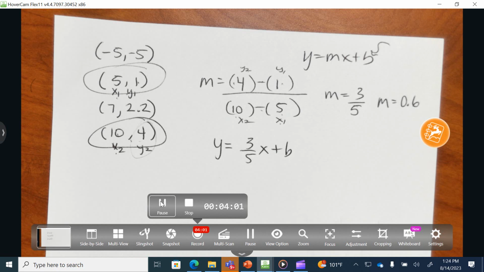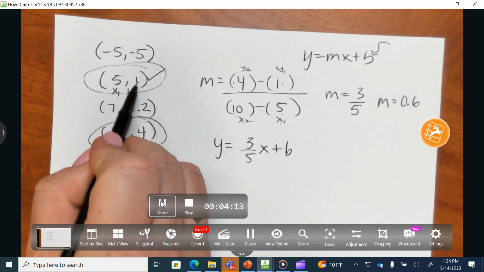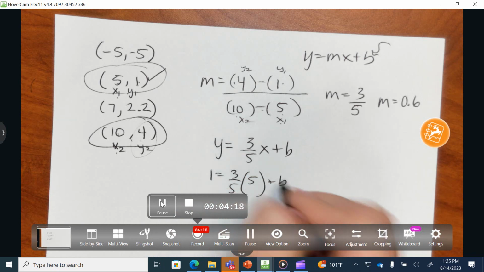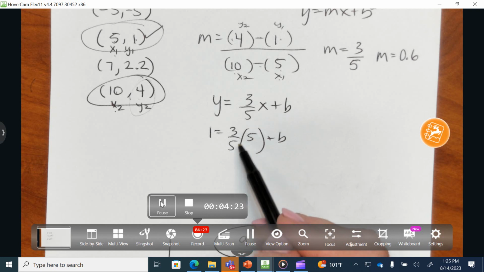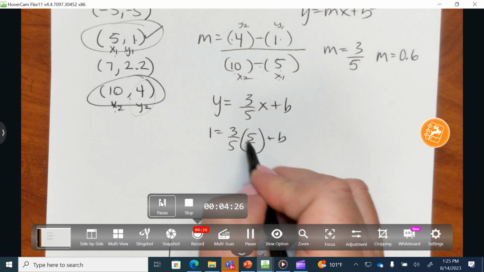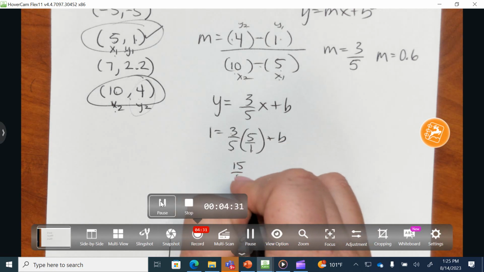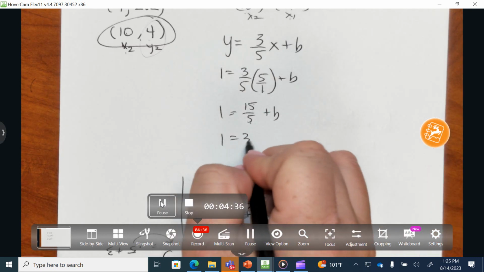the last step I have is to identify what is the y-intercept. Where does this line cross the y-axis? So I come up here and I choose any one of these ordered pairs. Doesn't matter which one I choose. I'm going to try 5, 1. I'm going to replace x with 5 and y with 1. A common mistake when students do this is they ask themselves, like, how do I do the calculations here? This is really a 5 over 1. So when I multiply, I go 3 times 5 is 15, 5 times 1 is 5. And I know that 15 divided by 5 is 3.